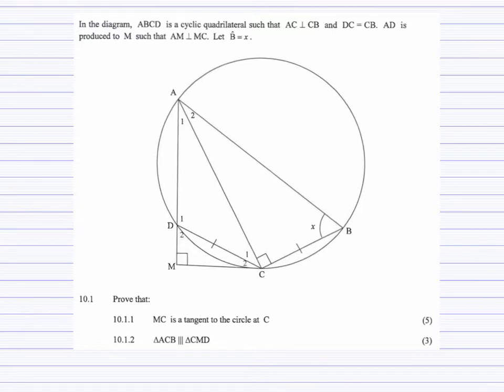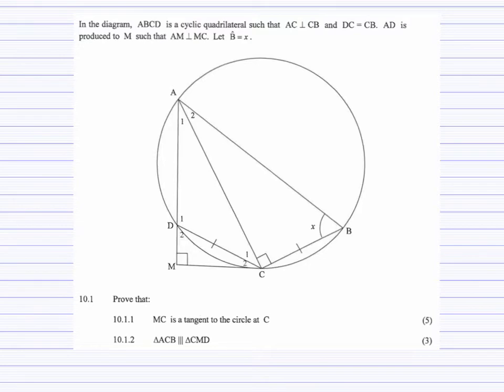In the diagram, ABCD is a cyclic quadrilateral such that AC is perpendicular to CB and DC equals CB. AD is produced to M such that AM is perpendicular to MC. Let B equal X. We need to prove that MC is a tangent to the circle at C.